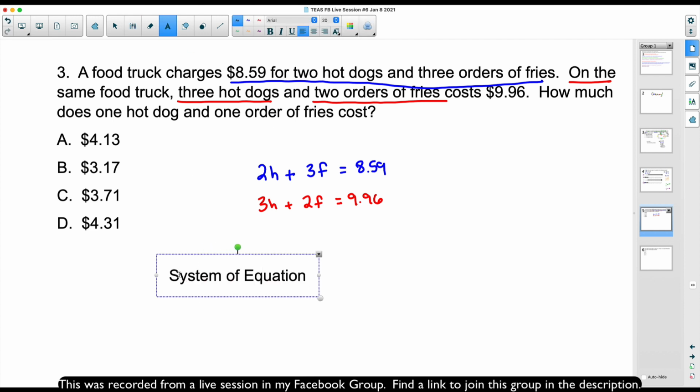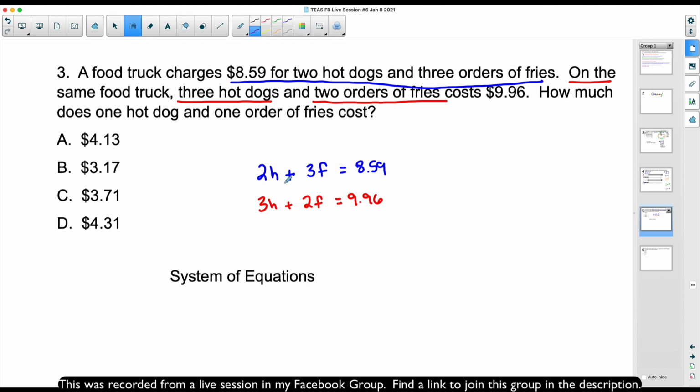System of equations. I have several videos on this. This is just one of various types of problems you can run across. So the question says, how much does 1 hot dog and 1 order of fries cost? So 1 hot dog and 1 order of fries is what we're trying to figure out. What we have to do here, there's various ways to solve a system of equations. One way is called the elimination method, and it's probably my go-to method.